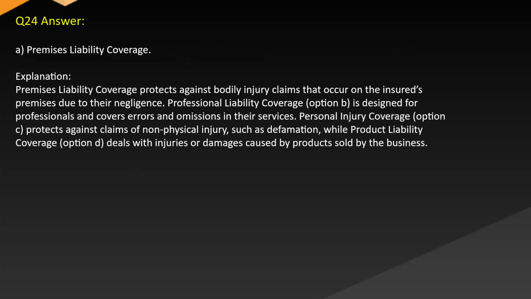Answer: A. Premises liability coverage. Explanation: Premises liability coverage protects against bodily injury claims that occur on the insured's premises due to their negligence. Professional liability coverage, option B, is designed for professionals and covers errors and omissions in their services. Personal injury coverage, option C, protects against claims of non-physical injury such as defamation, while product liability coverage, option D, deals with injuries or damages caused by products sold by the business.